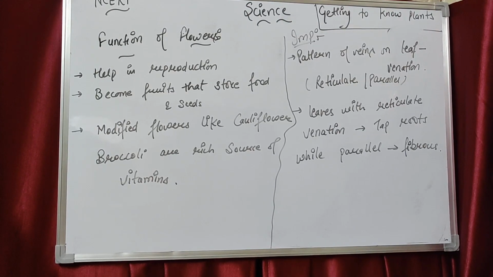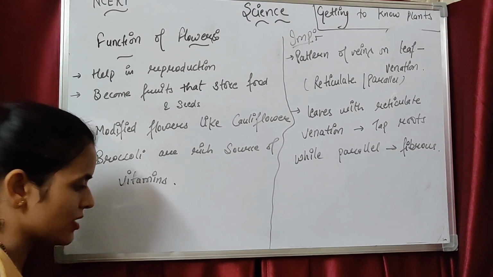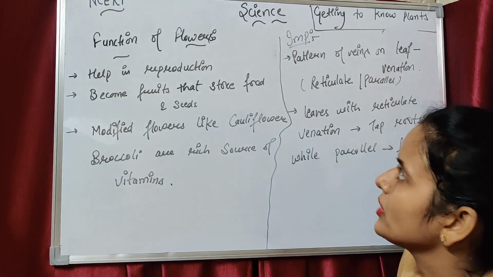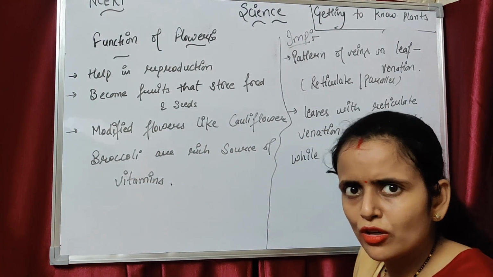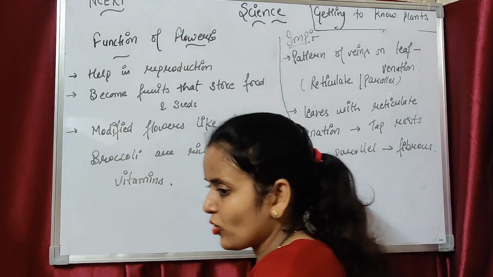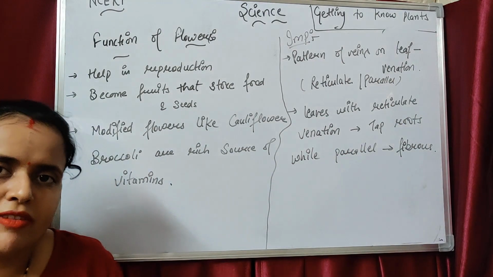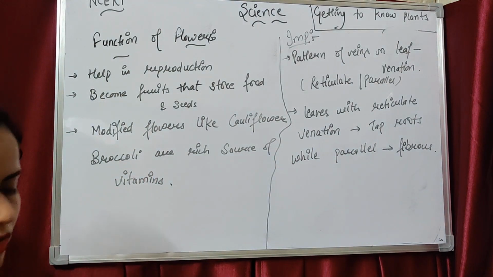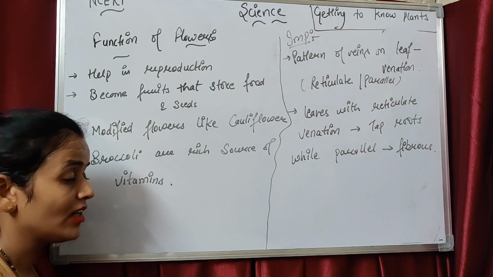Yes, the next is function of flowers. Next is function of flowers. Yes, we are done with function of leaf, stem, and now the flowers. There is no function of fruit, I think, because all of us know that fruit has only one function, to be eaten by anyone else, by any animal or by any human. So there is no function of fruit, I think.